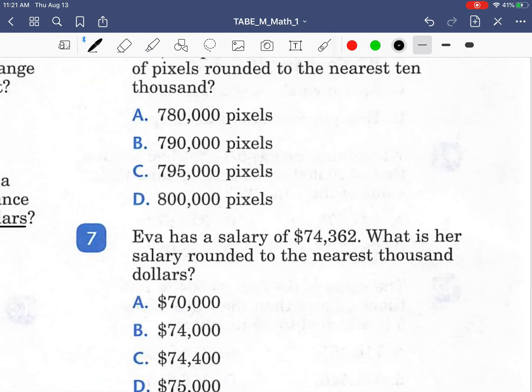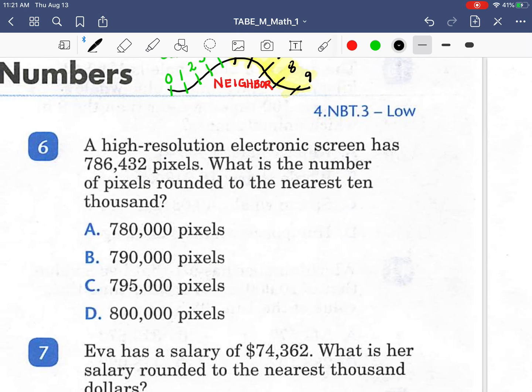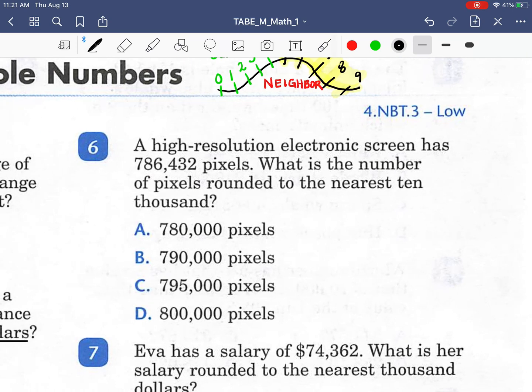Number 6. A high-resolution electronic screen has 786,432 pixels. What is the number of pixels rounded to the nearest 10,000?